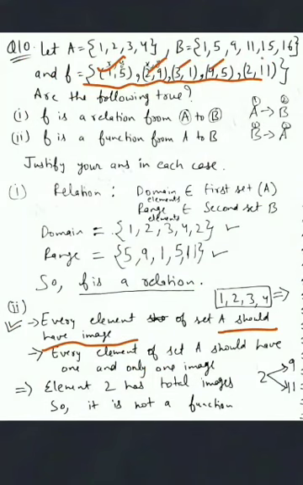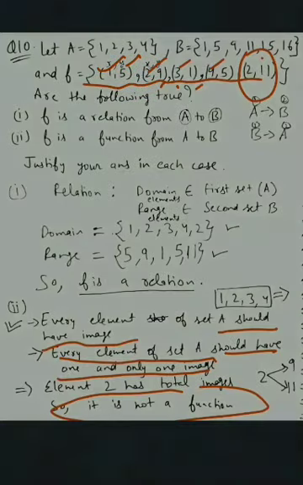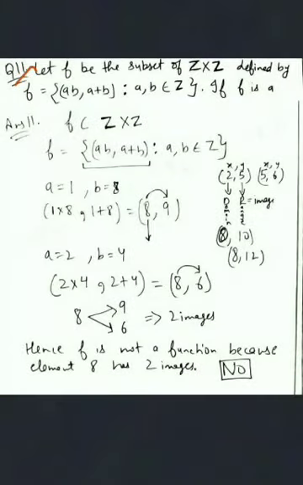Now the second thing, we need to see that every element of set A should have one and only one image. So see here, 1 makes the image 5, 2 makes 9, 3 makes 1, and 4 makes 5, but 2 again makes 11. So element 2 has a total of 2 images. So it's not a function, because a function makes one and only one image. Clear?